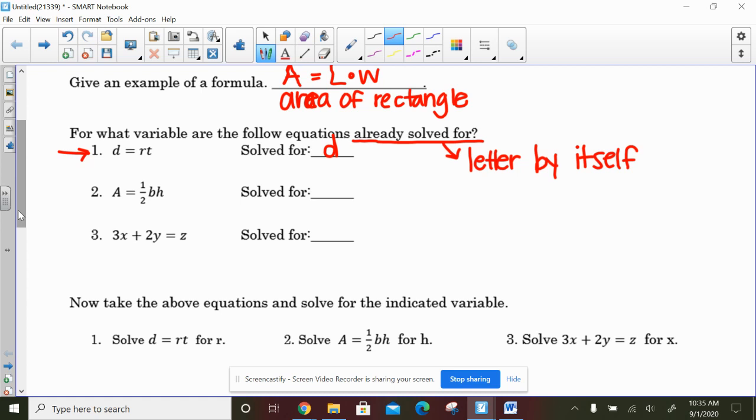Number 2, A equals 1/2 base times height. A is by itself, so that's what it is solved for. And then 3x plus 2 equals z. The z is by itself, so that's what it is solved for. Now, we're going to take those same 3 equations, and we are going to solve for another letter that's in the problem.